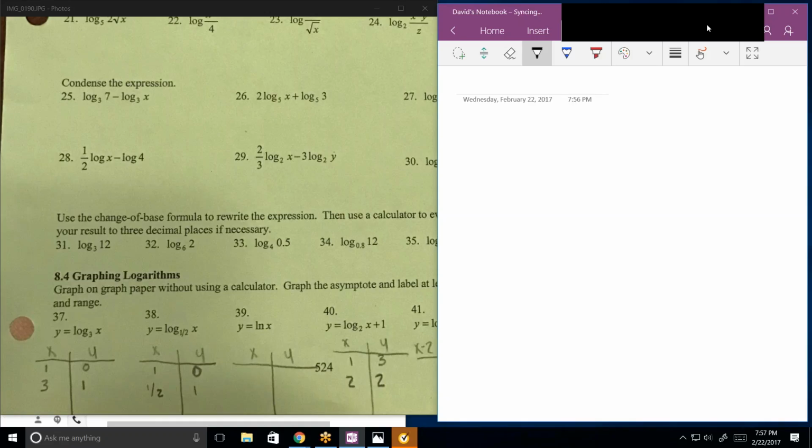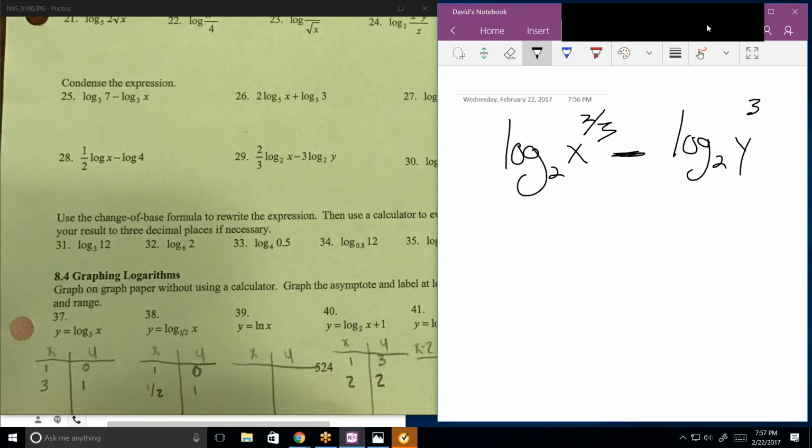And 29. Let's do 29 in 2 steps. What's step 1? Move any leading coefficient. Move the fraction. So it'd be log 2 of x to the 2/3, minus log 2 of, I didn't see the 3, minus log 2 of 3y.